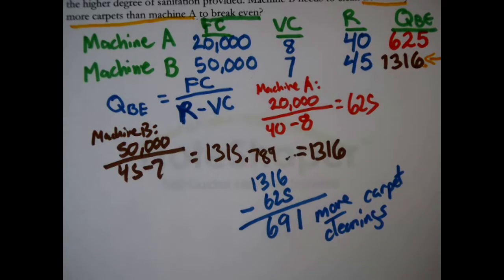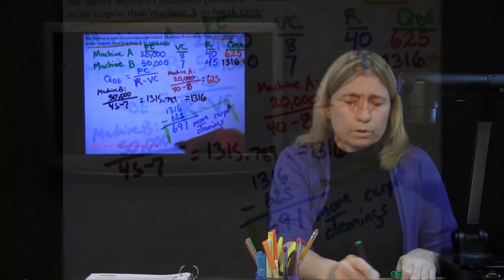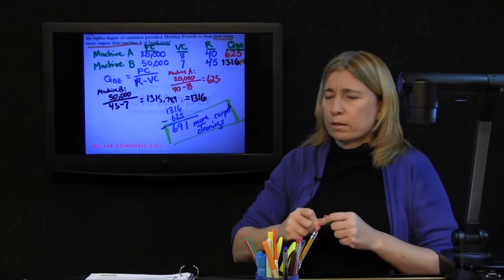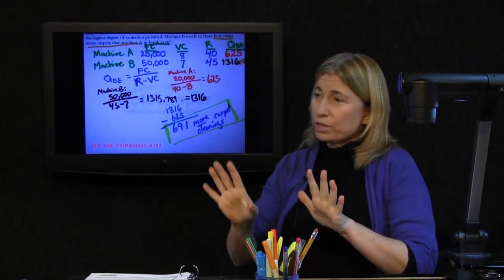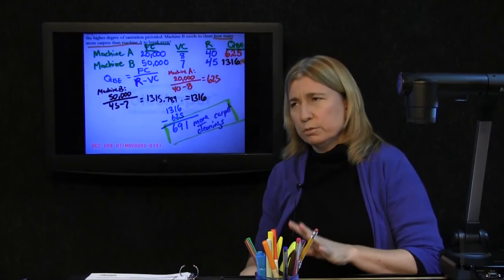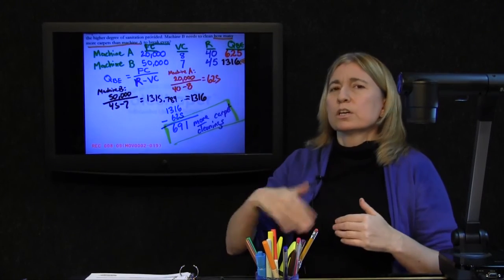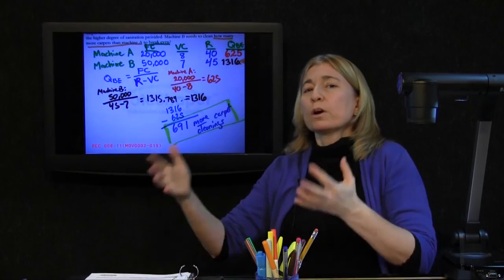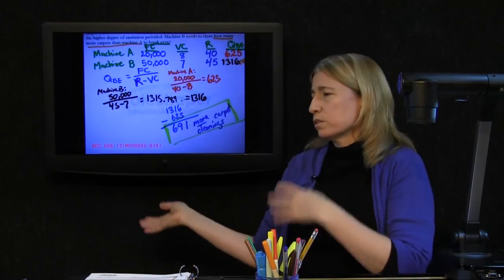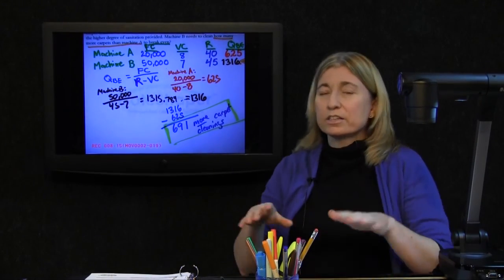That right there answers the question. The more expensive, more sanitary machine B has to clean 691 more carpets before it will cover its costs relative to the less expensive, less sanitary machine A.